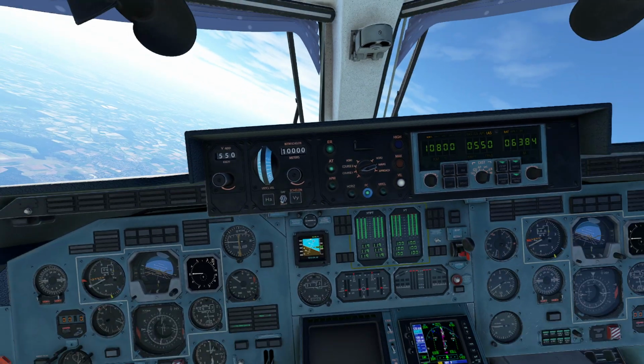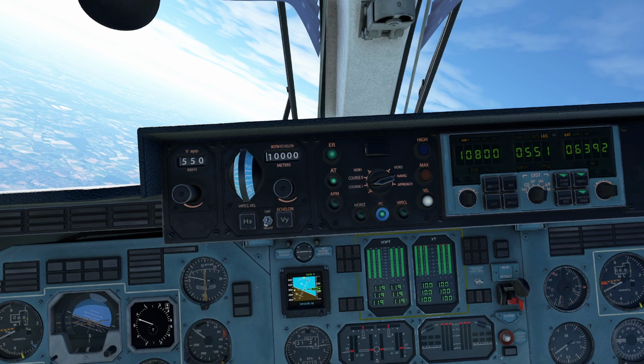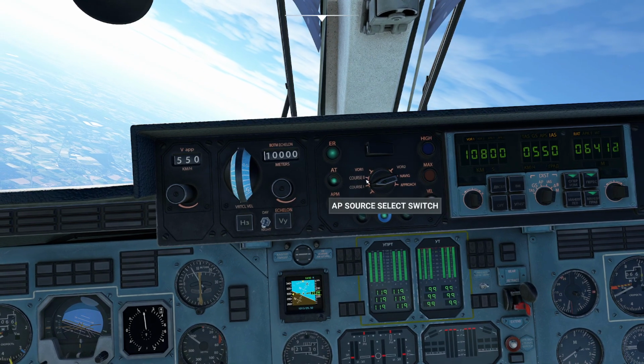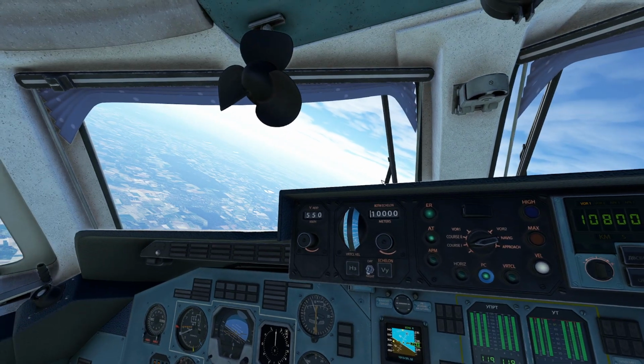All right, so as you can see, it's not that complicated of an automatic pilot. Some of you, of course, are wondering, what about this magical button that says the word approach? We're actually going to be saving that one for another video. Enjoy.